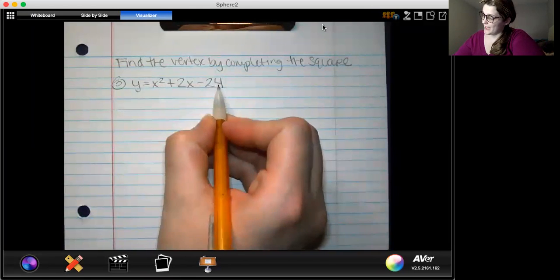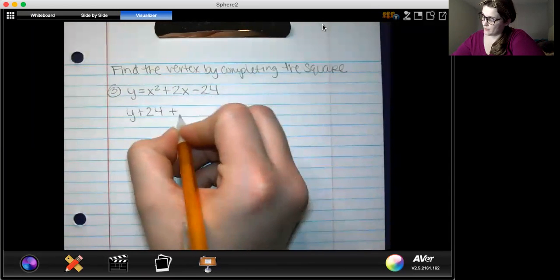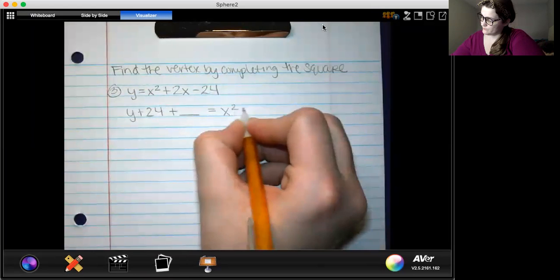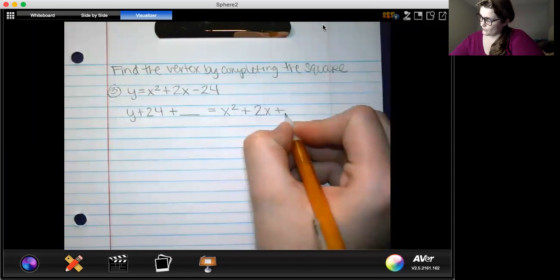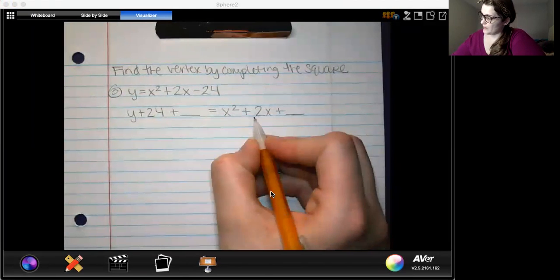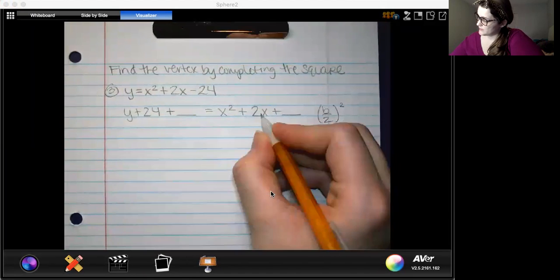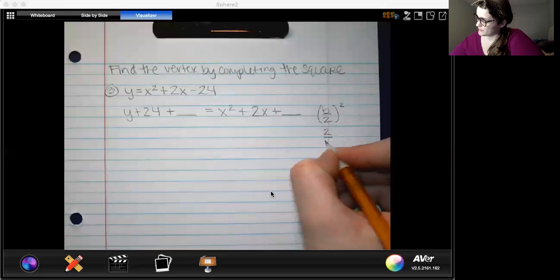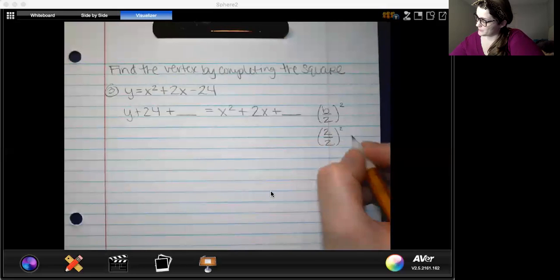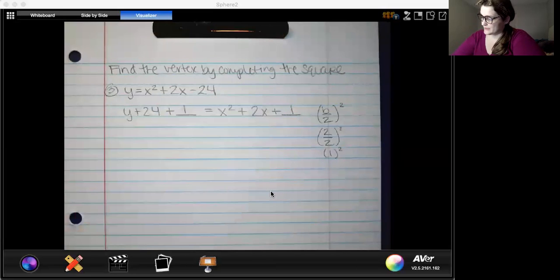So first thing I need to do is add the 24 over. I also need to add in my blank. Then we need to find our missing value to put into the blank. So that's going to be b divided by 2 quantity squared. So that would be 2 divided by 2 squared. So 2 divided by 2 is 1. And 1 squared is 1. So we're adding 1 to both sides.